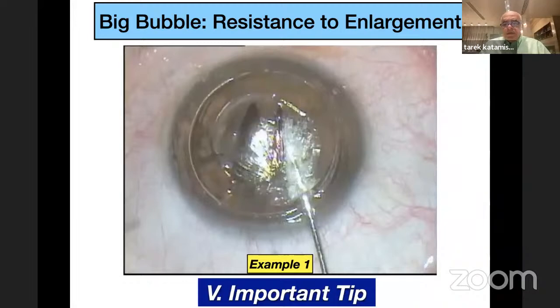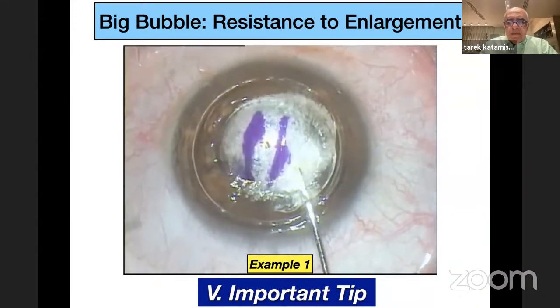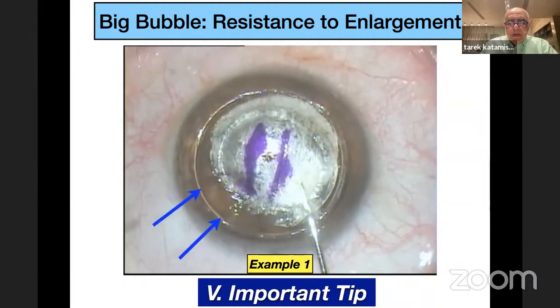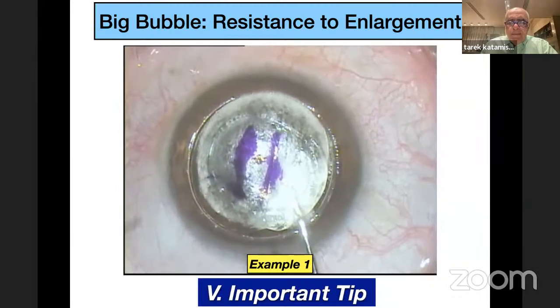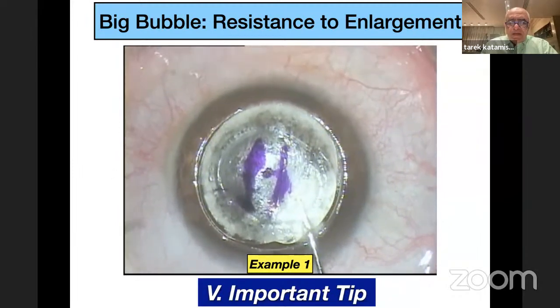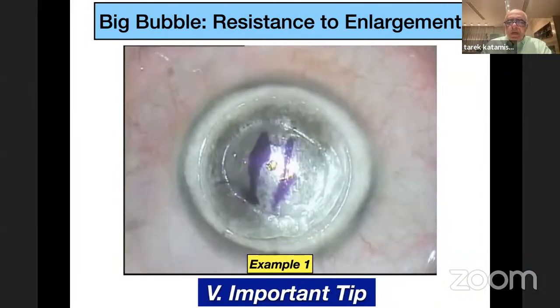Another important tip is that sometimes you may have resistance to enlargement. You see, when you are injecting air, you have some resistance. You see, it doesn't want to enlarge. You can wait and inject more and more, and at a certain pressure, it will pop up and the bubble will have its final size.